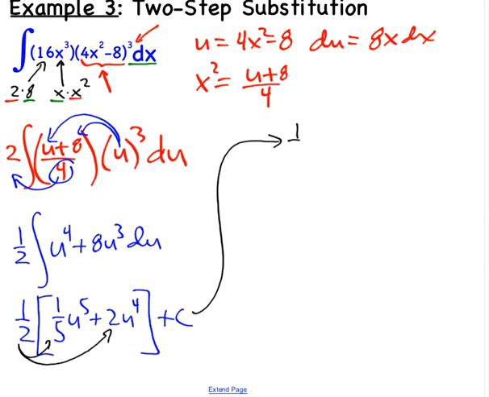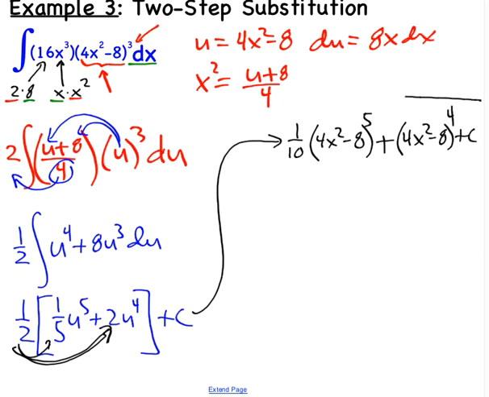That'll give me 1 over 10 times 4x squared minus 8 in parentheses to the 5th power plus the 1/2 and the 2 are going to cancel. So we're just left with 4x squared minus 8 to the 4th power plus c. There's our final answer for example 3.